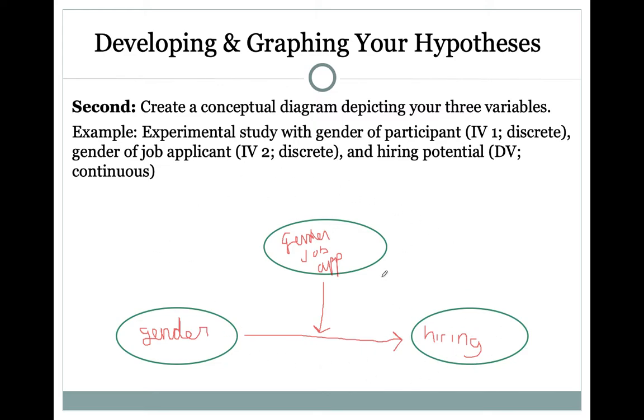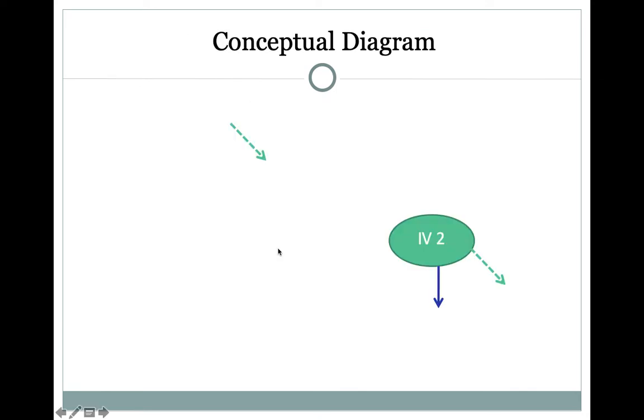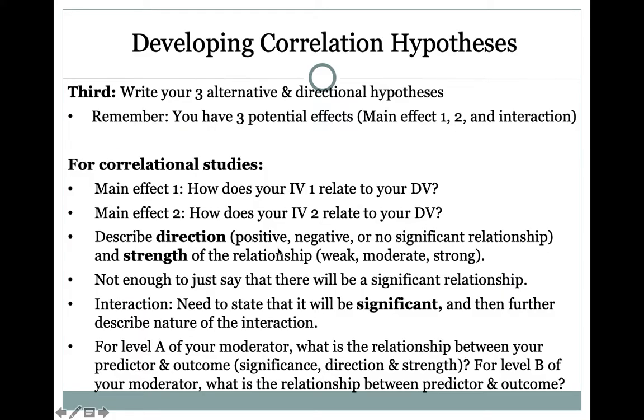That's just an example of one, I just want to show you where to fill in which variables. Your dependent variable is always going to go on this circle on the right, and then your 2 independent variables go here and here, or in the case of a correlational design, your predictor would go here and your moderator would go here.